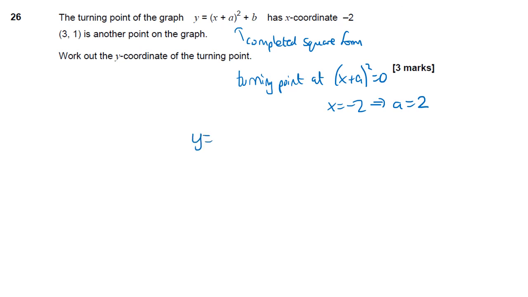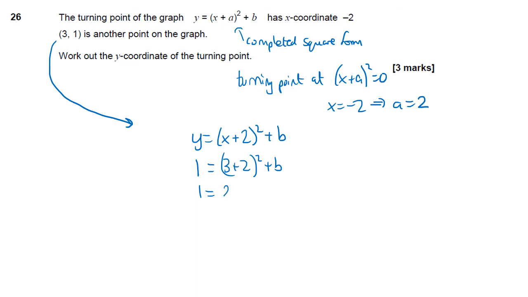So let's say that y now is equal to x plus 2 squared plus b. And we're also told that another point on this curve is x is equal to 3, y is equal to 1, so we can just substitute that in. So 3 plus 2 is 5, squared is 25. So b is equal to 1 minus 25, which is minus 24. And that value there is what we're looking for, because that's the value of y when that square part is equal to 0. That's all we'd be left with. So the answer is simply minus 24.